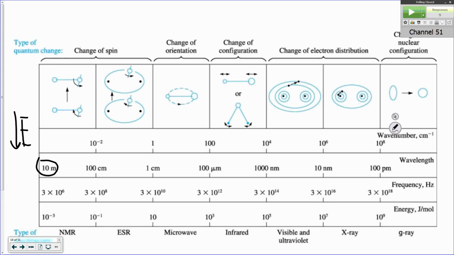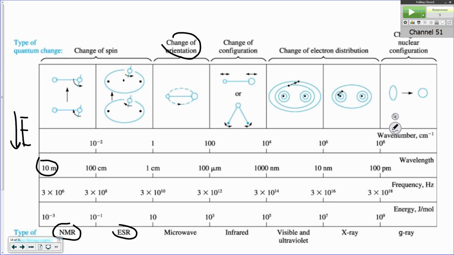So what's happening is this is associated with the different types of spectroscopy. This is the radio wave region. You're talking about the spin of a nucleus, NMR, the spin of an electron spinning around, ESR. Microwave, it's the change in orientation, the tumbling. Infrared, it's a change of configuration, a change in nuclei distances and the vibrations, or change in bond angles.